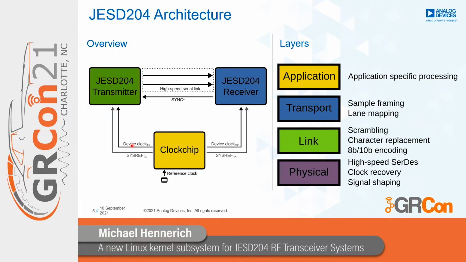If you look at this from an OSI layer point of view, there is a physical layer where we have the high-speed serializer and deserializers, the clock recovery and the signal shaping. On the link layer, we find the scrambling, the character replacement, and the 8B/10B encoding. On the transport layer, there's sample framing, deframing, lane mappings, and so forth.